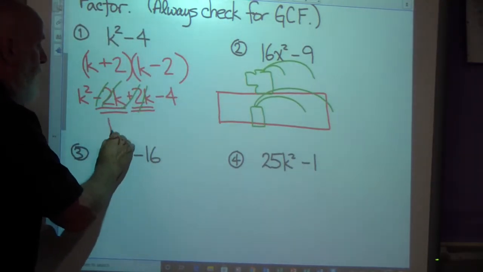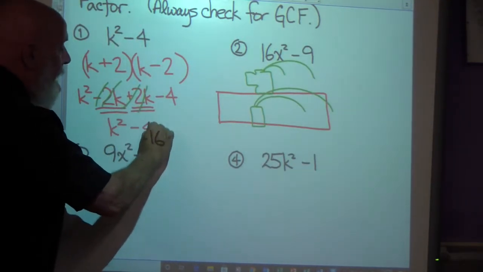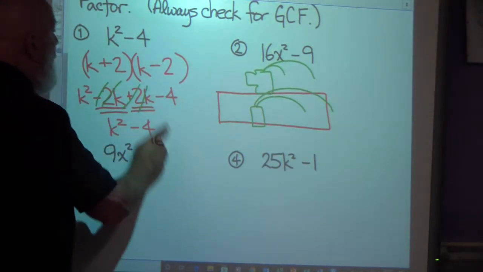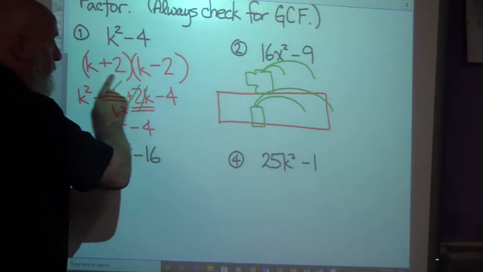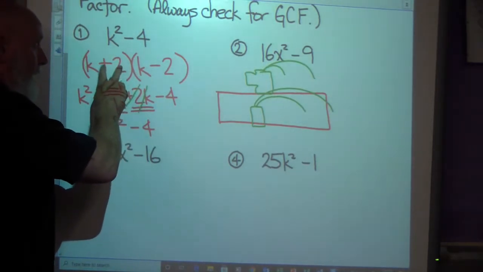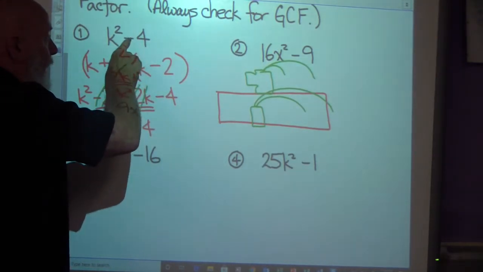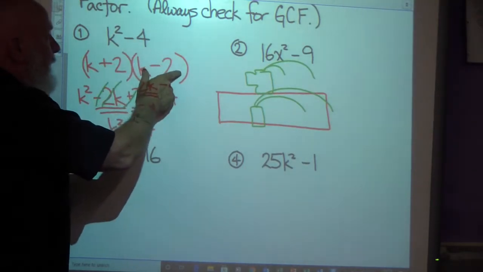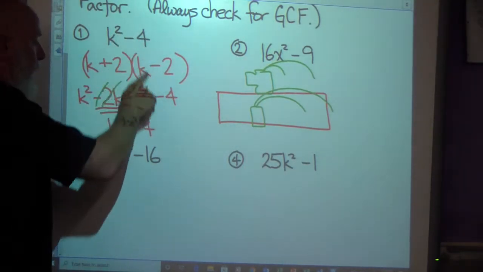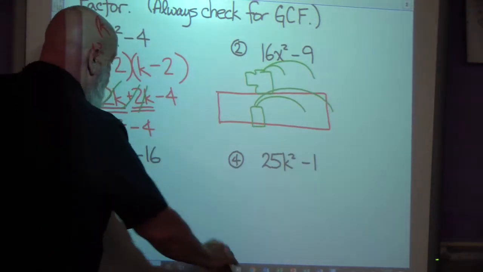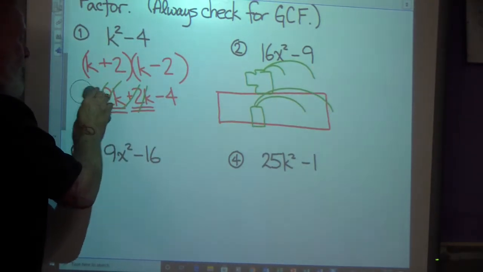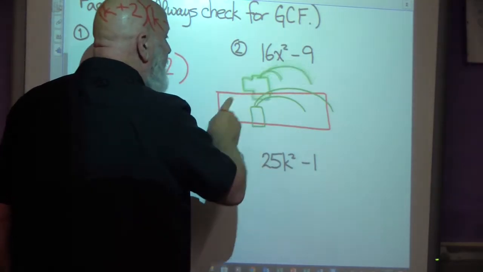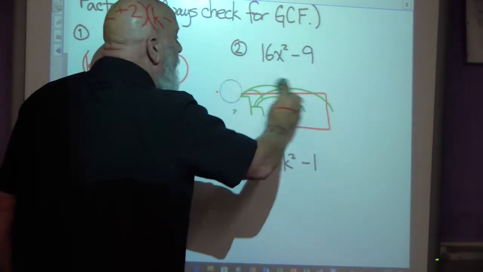So if I do multiply these two things together, I wind up getting k squared minus 4. Now back to what I was saying earlier, this is the response we're looking for. I was just demonstrating that if these are factors of k squared minus 4, then this times this should equal k squared minus 4, and it does, okay? And I won't be demonstrating that anymore. But I will be doing the rest of them using the pattern above.